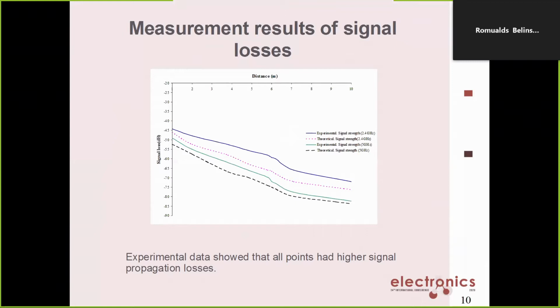Experiment data showed that all points had higher signal propagation loss, as shown in this figure. Based on the data obtained in the 2.4 GHz band, it's possible to determine the signal propagation loss quite accurately. Concluding from the data obtained in the 5 GHz band using two antennas, it can be said that the antenna signal is very good. At 1 meter, the signal strength was too good compared to the theoretically obtained data.